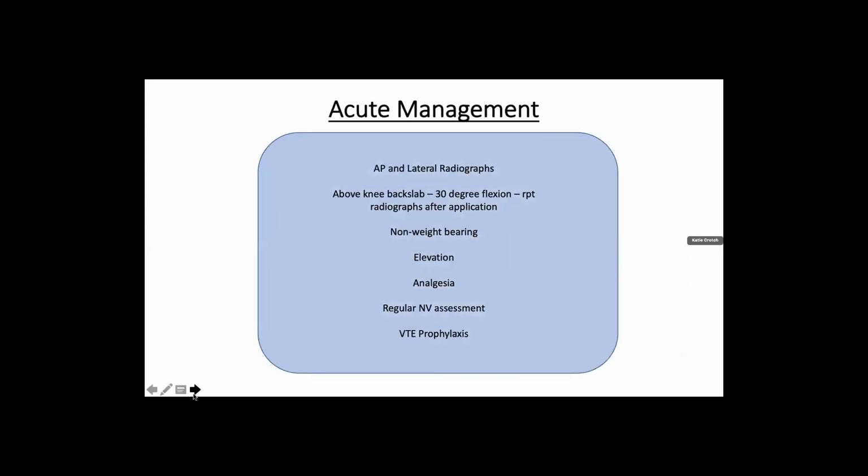Okay, so acute management of a simple tibial shaft fracture. We're not going to talk about open fractures at the moment. AP and lateral radiographs, an above knee back slab, 30 degrees of flexion if you can achieve it, and repeat radiographs after the application. Some may attempt to add some traction to manipulate the fracture to reduce it. If they're highly comminuted, this probably won't make a difference as you try it and keep the leg in the most neutral position you can, and include the foot in your back slab.